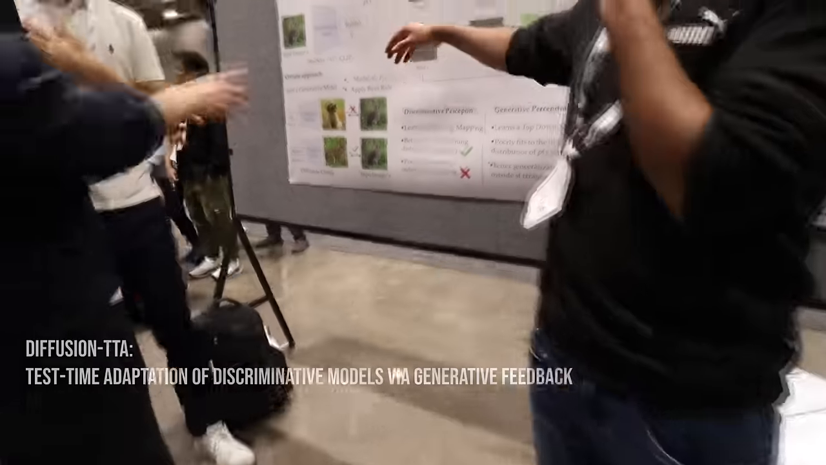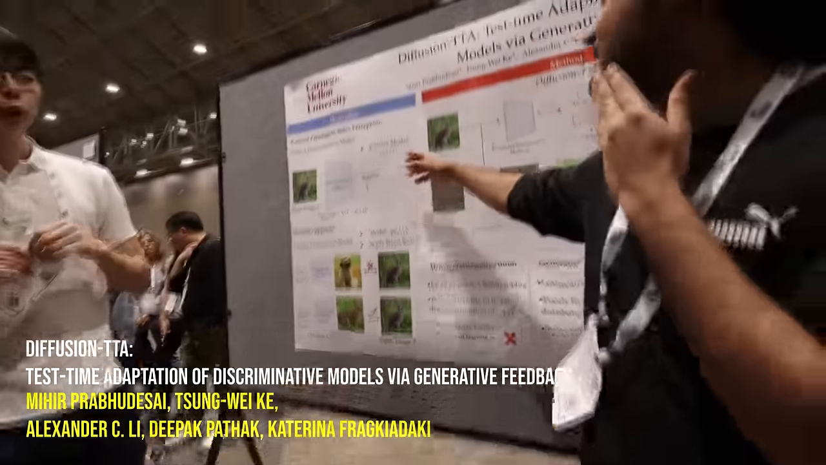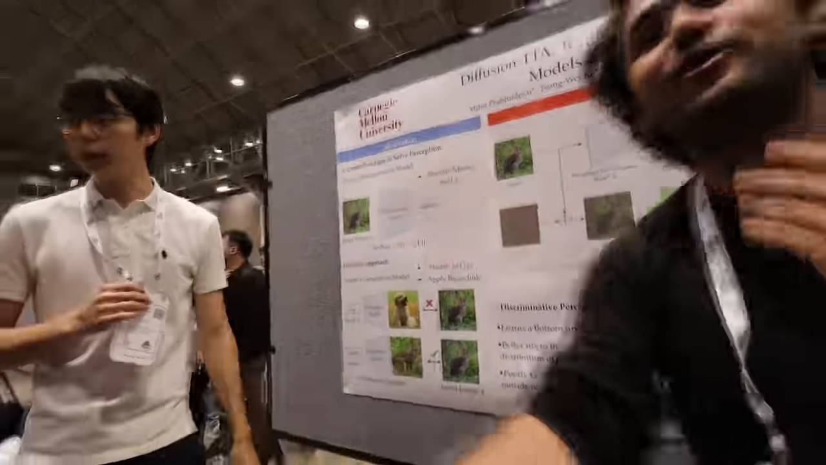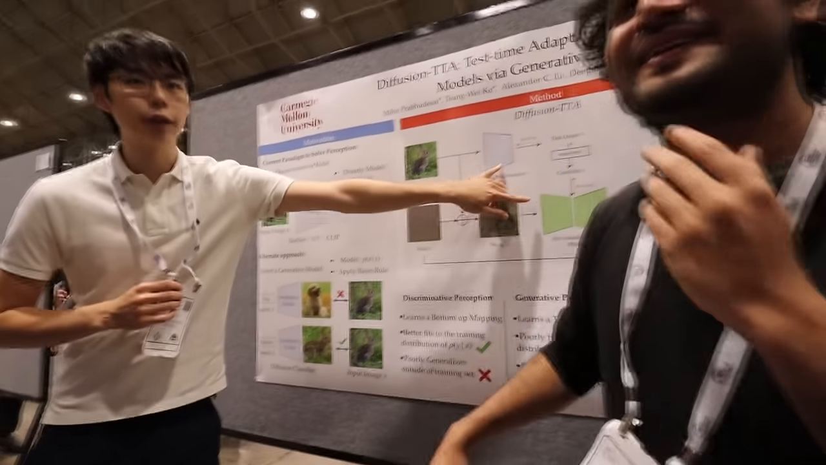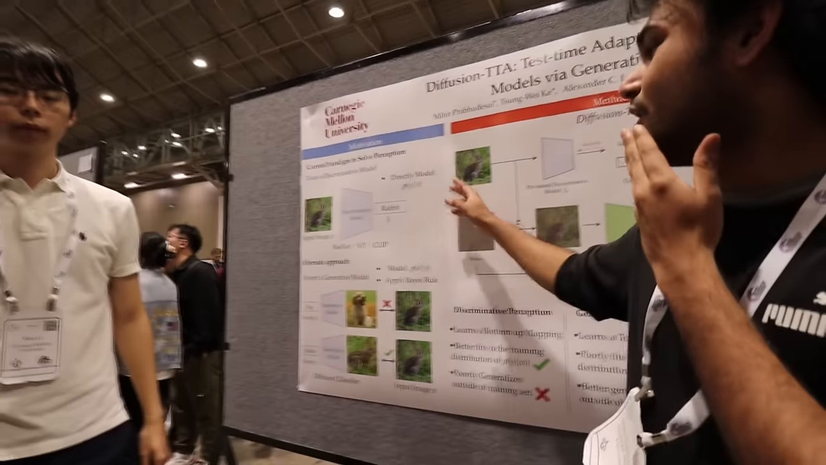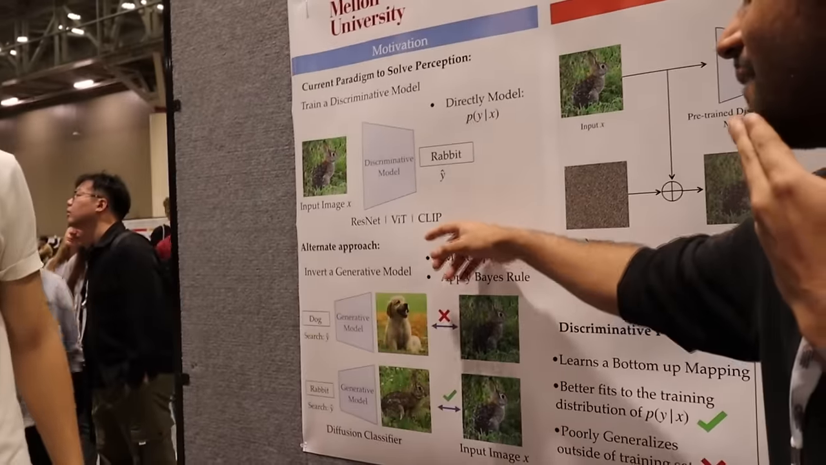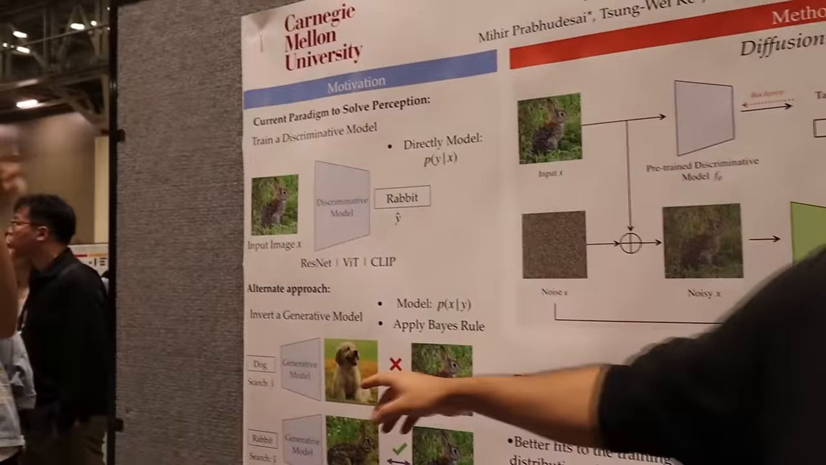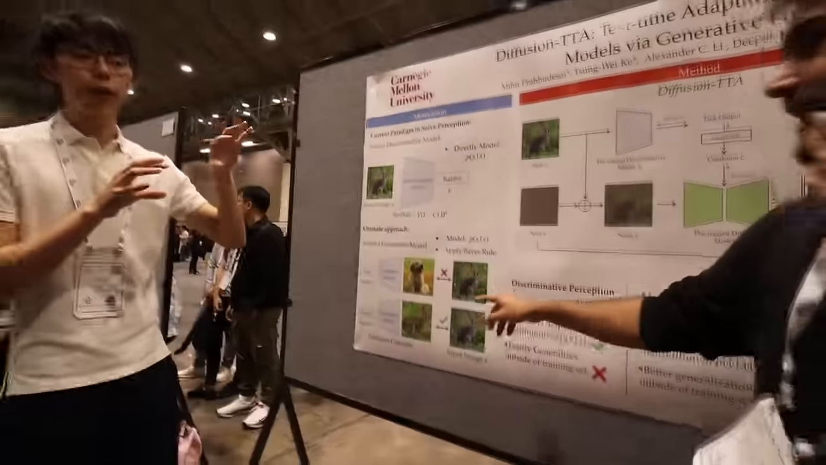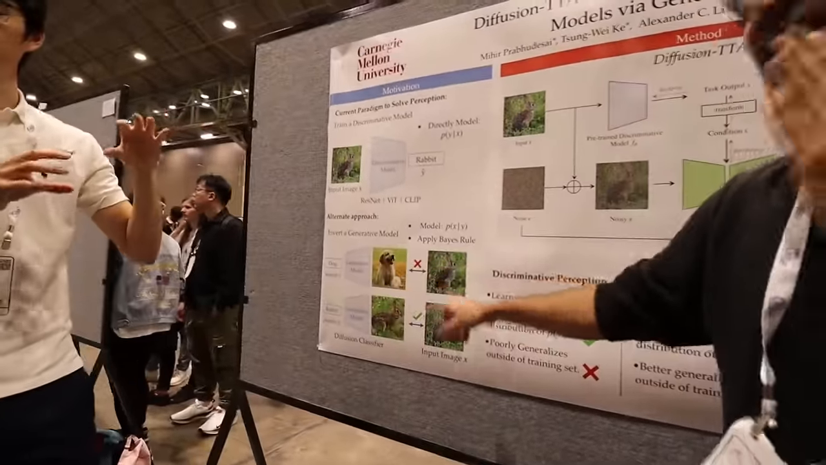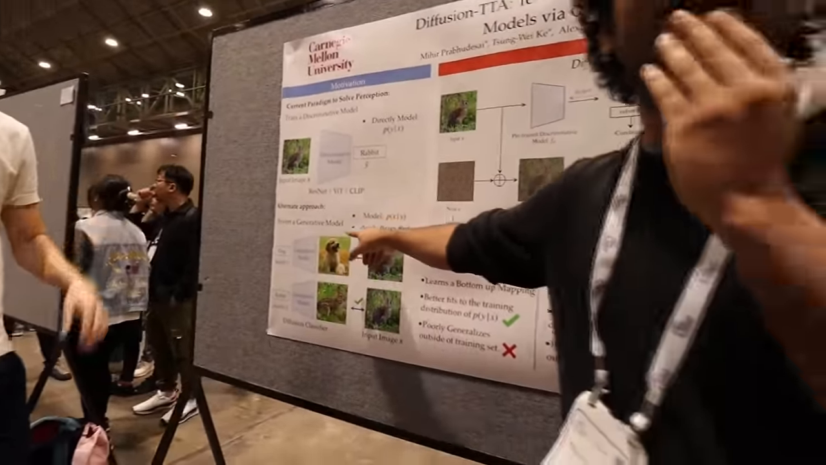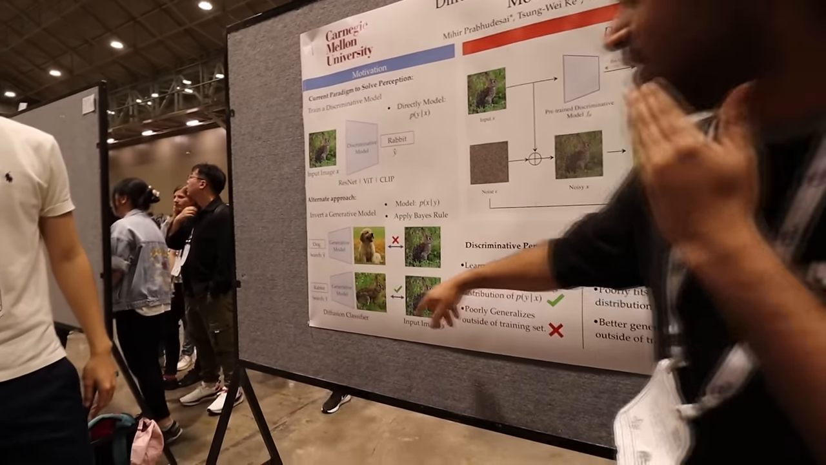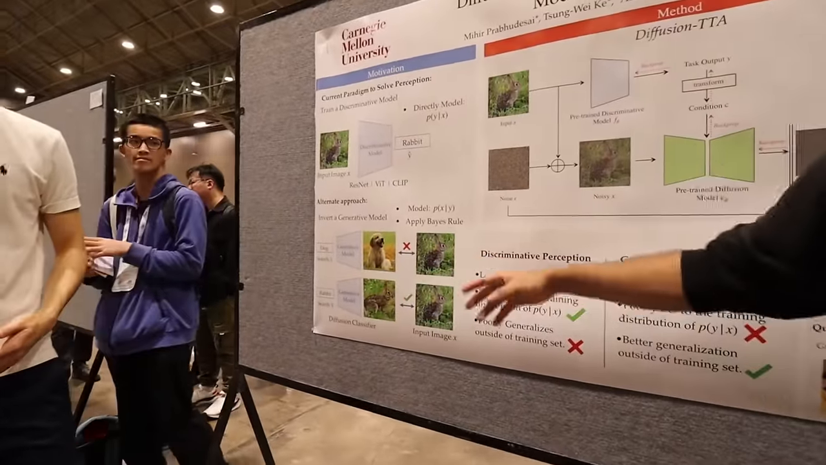Cool. Okay, so the current paradigm in perception is that we're training a discriminative model, which is modeling P of Y given X. By discriminative model, you mean some sort of classifier. Yeah, some sort of classifier, like ResNet, ViT, or CLIP, which directly models P of Y given X. An alternate approach to perception is to invert a generative model. Let's say you have Stable Diffusion or something like that. Generative models model P of X given Y, and you can apply Bayes rule to get P of Y given X, which is basically searching for Y so that you can generate the input image X.